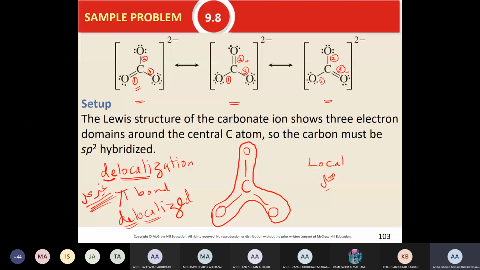So if we take bond 1 or 2 or 3, what do you expect the bond order of each to be? The same. It will be equal, 1 and 1/3. Why do I say 1 and 1/3? The sigma is 1. And what did I do with the pi? You distribute it equally on all of them to make it delocalized. Is this clear?